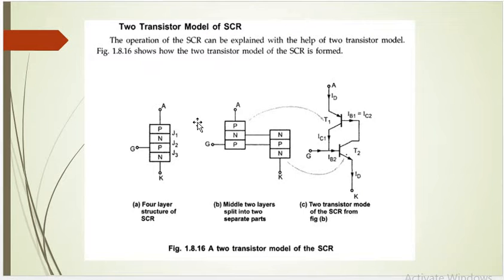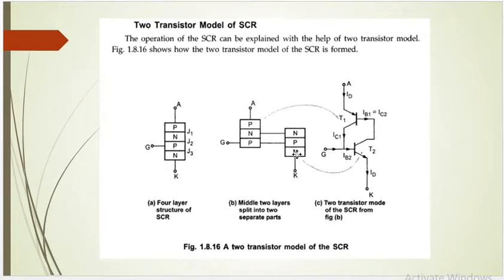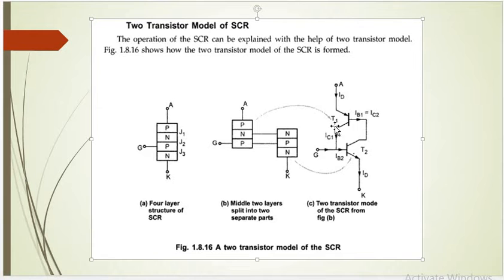So the operation of the SCR can be explained with the help of a two transistor model. When two transistors are connected like this, we can say that it works as an SCR. So when a PNP transistor and an NPN transistor are connected, then it can work as an SCR.